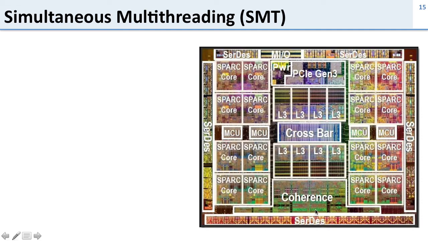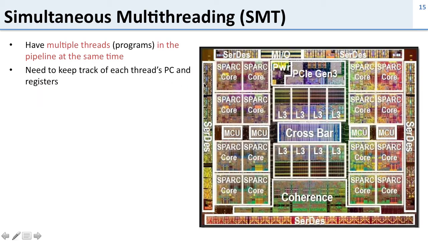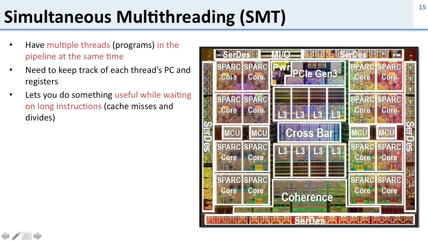Here's the logic just for handling coherence. Remember in the parallelism lecture we talked about how coherence was tricky to do. This is how much logic they need to handle that coherence. Over here they have some logic for handling power, and this is for doing I/O. So this processor does multiple threads, just as we said. Each of these cores has 8 threads in each pipeline, and needs to keep track of their PCs and registers, and this allows us to do useful stuff while you're waiting.